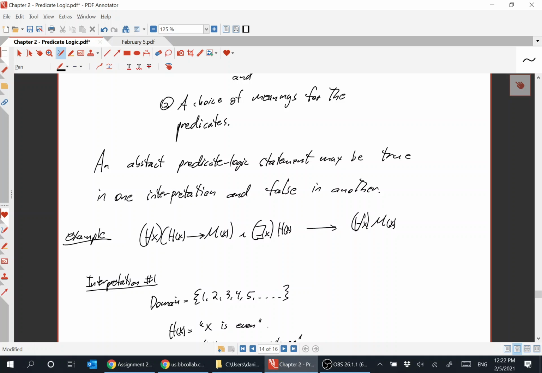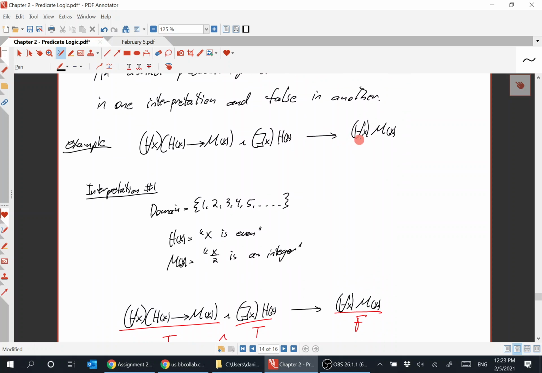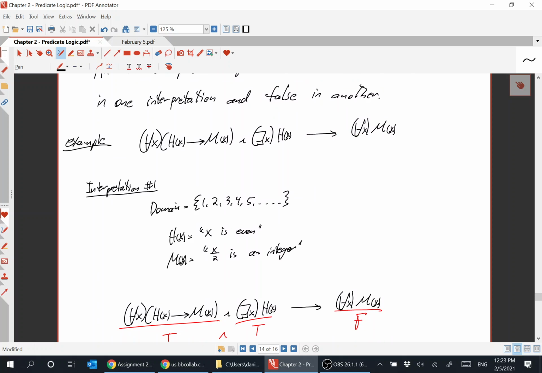So now just looking at this more formally, consider something like this one here. Here's an interpretation of that statement. I didn't say what the domain is. I didn't say what H is. I didn't say what M is. So let's give an interpretation, and we'll note that in this interpretation, it's false. The domain is the positive integers, 1, 2, 3, 4, 5, 6. H of x is x is even, and M of x is x over 2 is an integer.